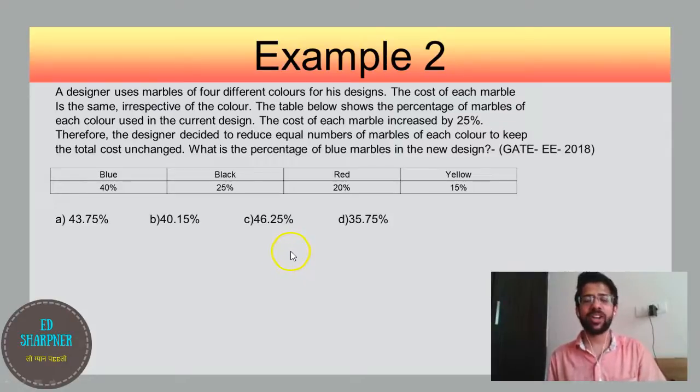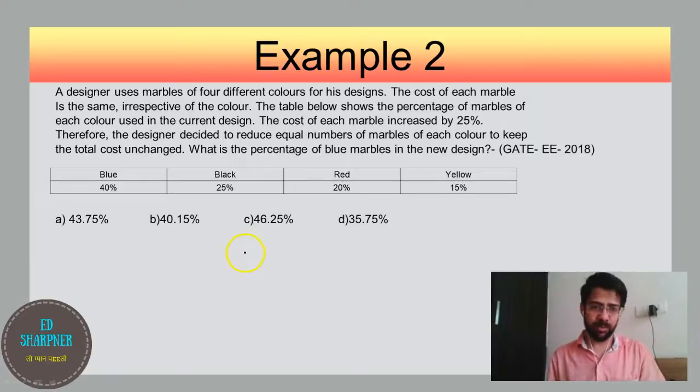So we do not have the total number of marbles, but we are given the number of marbles of each color in percentage. When the cost of each marble is increased by 25%, what happens is, to keep the cost the same, the designer had to reduce the number of marbles out of each color, but he decided to reduce an equal number of marbles of each color.